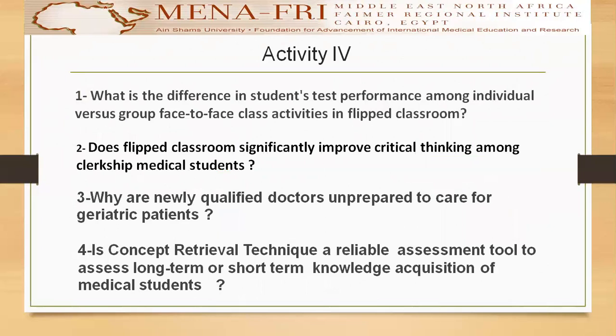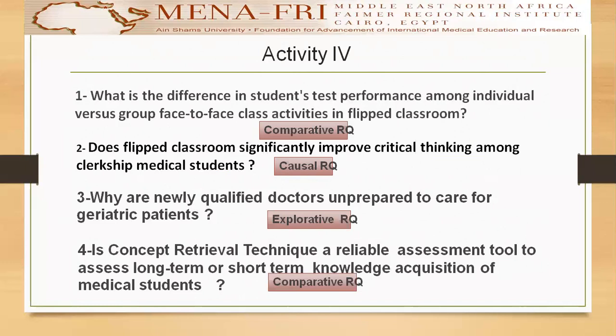This is an activity. You will choose which type of question it is. There are 4 questions. You will write which type of question for each one. The first one is a comparative research question. Yes, it's causal, explorative research question, and comparative research question.